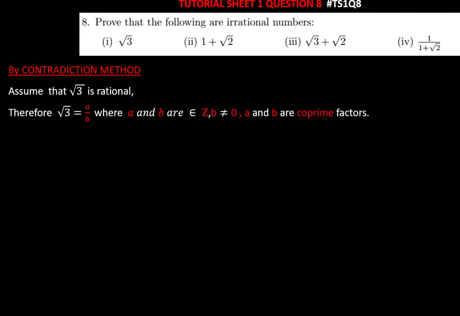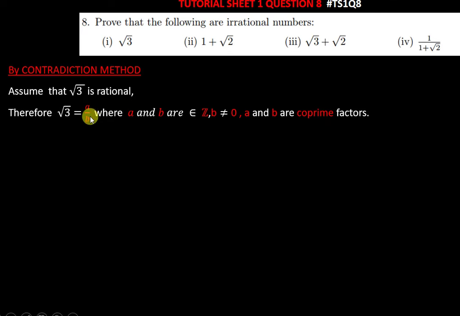So the contradiction method, the way it operates is we're going to assume that the root of 3 is a rational number, since we know the rules for rational numbers and irrational numbers. We just make an assumption. So let us assume that the root of 3 is a rational number. If the root of 3 is a rational number, this simply implies that the root of 3 can be expressed in the form a over b.